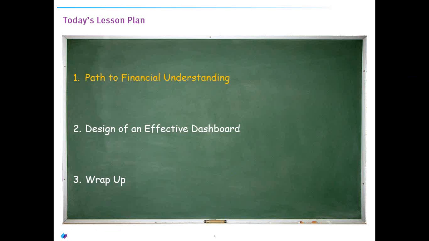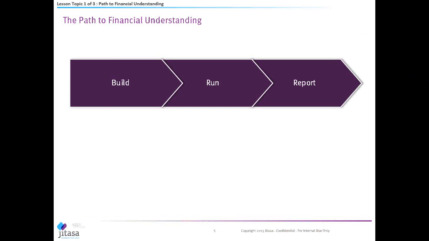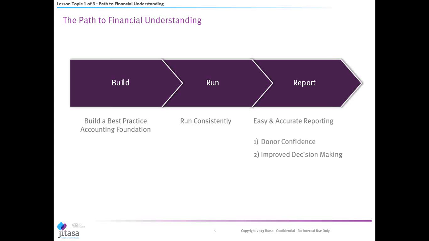So let's talk about the first topic, the path to financial understanding. At Jitasa, we often believe in the build, run, report approach in building solid foundations. Our philosophy is that if a nonprofit builds a best practice accounting foundation, which means the proper chart of accounts, the proper process, procedures, and the right foundation, and if you run things consistently, if you capture the proper transactions and the proper amount of detail you need for program tracking, grant tracking, and reporting, then your reporting and your analytics should easily fall out of the process. So if you do step 1 and step 2, then you're going to have easy and accurate reporting.